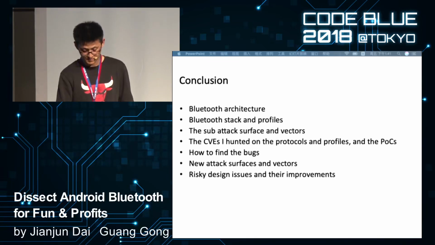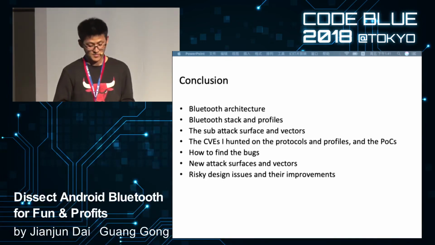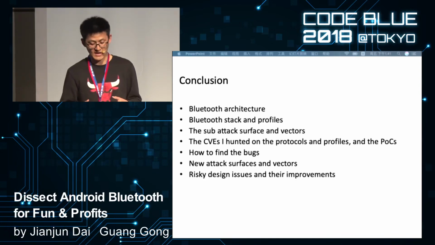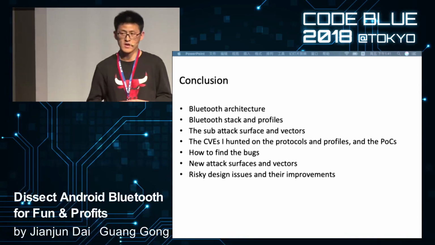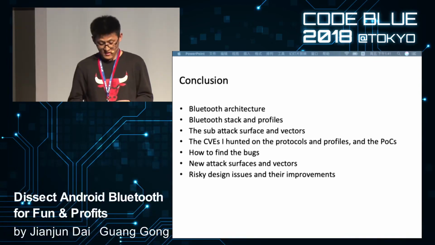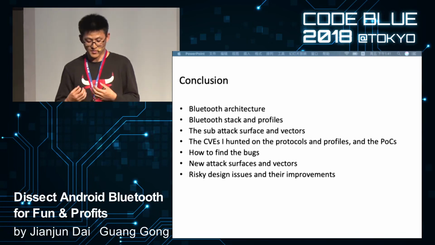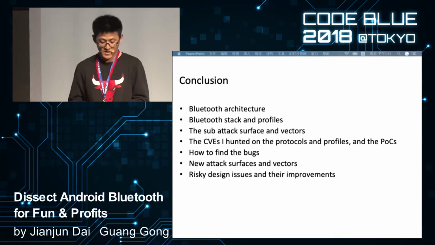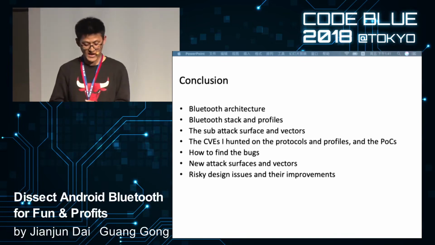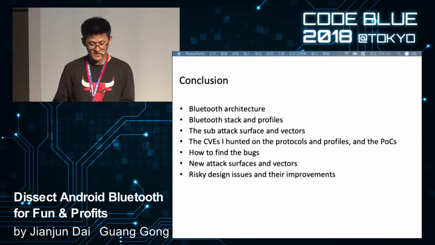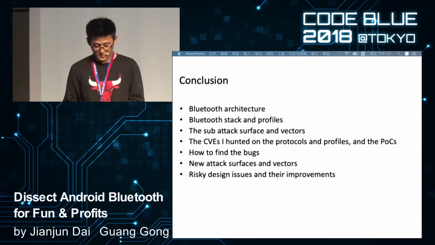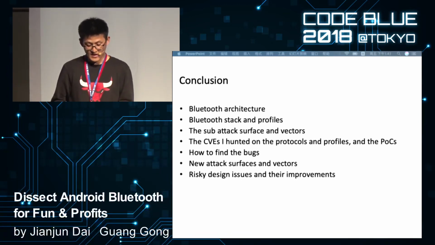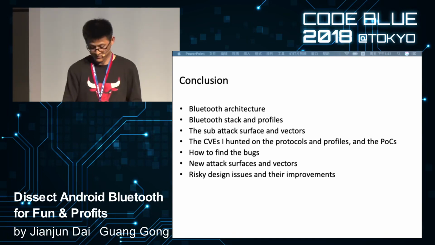Okay, let's make a conclusion. In this talk, I introduced the Bluetooth architecture, the Bluetooth stack and profiles, the attack services and vectors, the bugs I hunted in Bluetooth protocols and profiles, and the POCs. I also talked about how to find the bugs and new attack services and vectors, risky design issues, and other improvements.